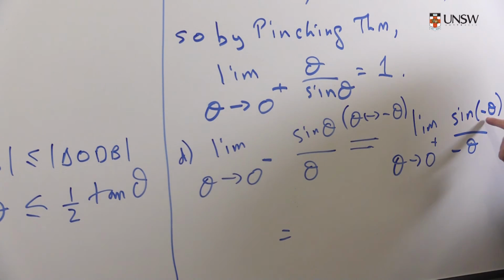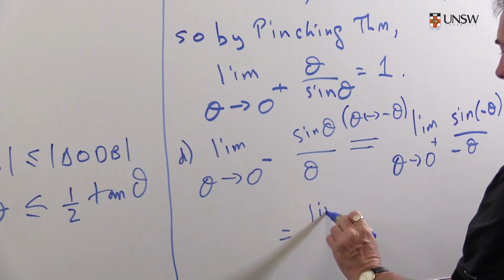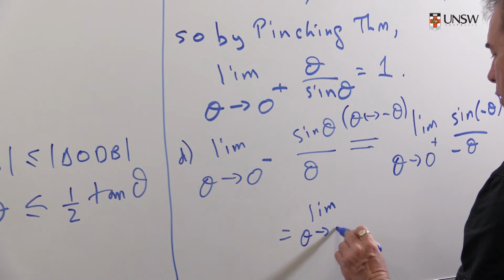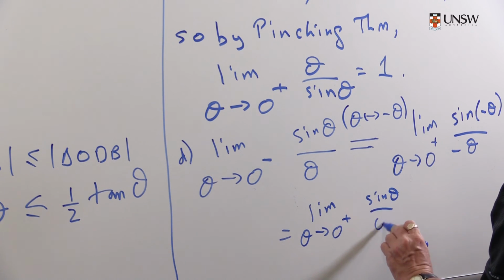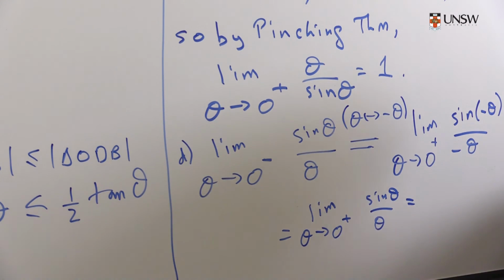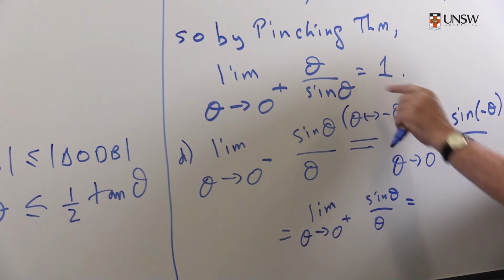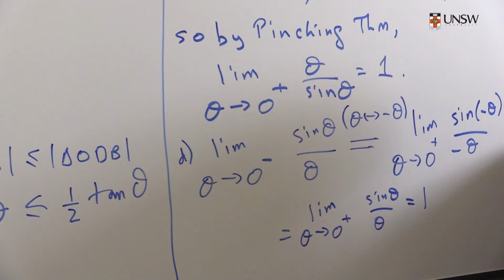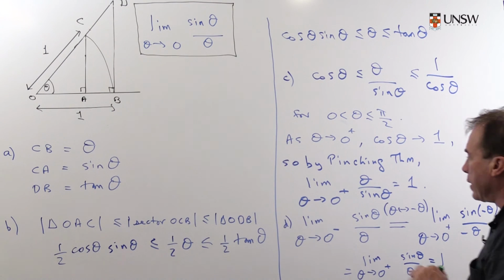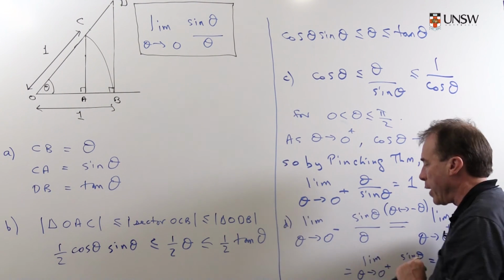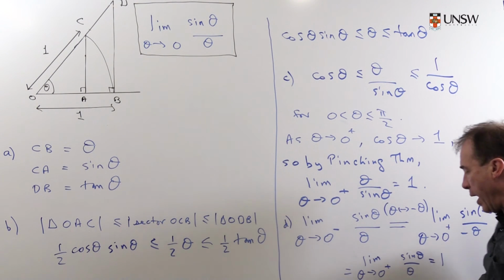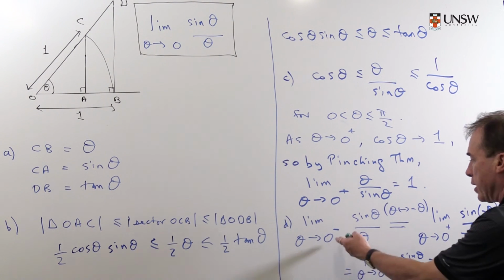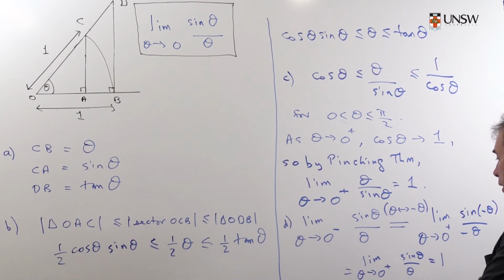And remember, sine is an odd function, so I can pull the minus out and they cancel. And so I'm going to get the limit as theta goes to 0 from above of sine theta on theta. But we've already seen, we know what that limit is. That limit is also 1. So we've shown that as theta goes to 0 from above, the limit of sine theta on theta is 1, and as theta goes to 0 from below, we also get 1.